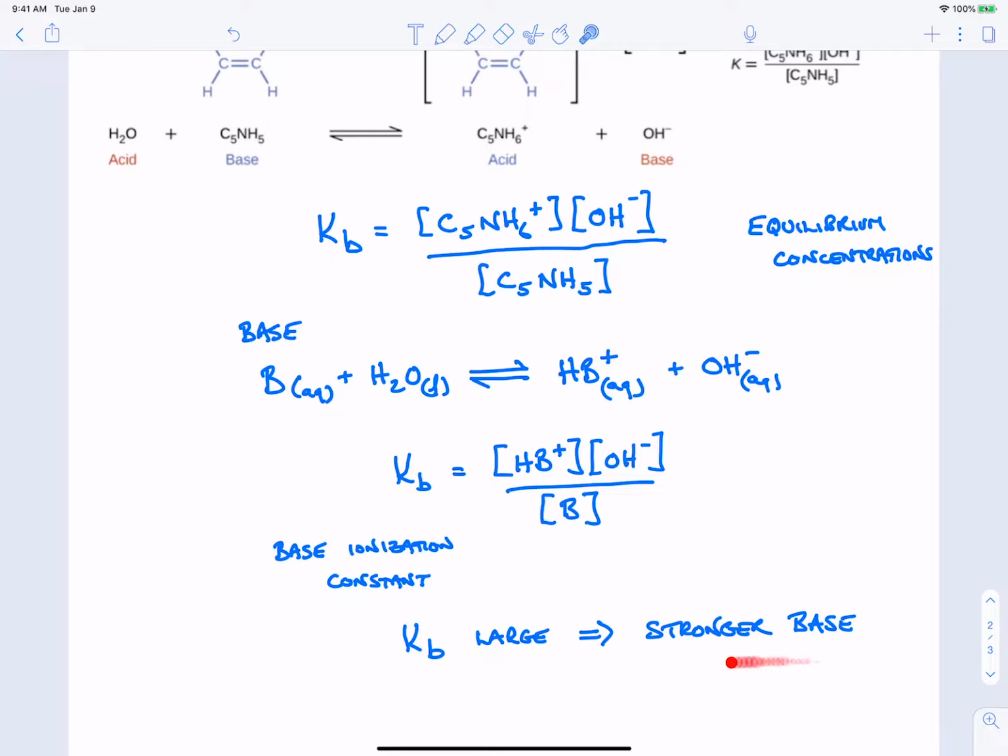And so again, if Kb is very large, that means this reaction is towards the products. There's a lot of OH- produced. There isn't much base left. This Kb is very large, which means you have a very strong base. So things like sodium hydroxide and potassium hydroxide are going to have very large Kb values. And so that's the reason why we use Ka and Kb values, because they give us an indication of how strong an acid is. So a strong acid is going to have a high Ka value, a strong base is going to have a high Kb value.